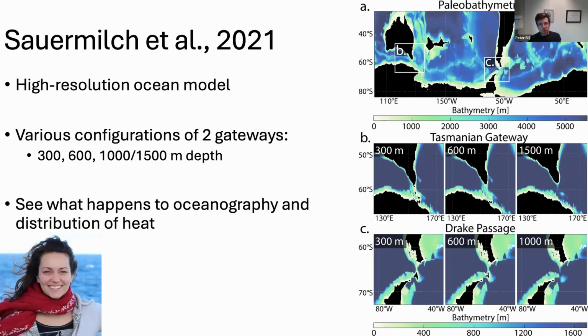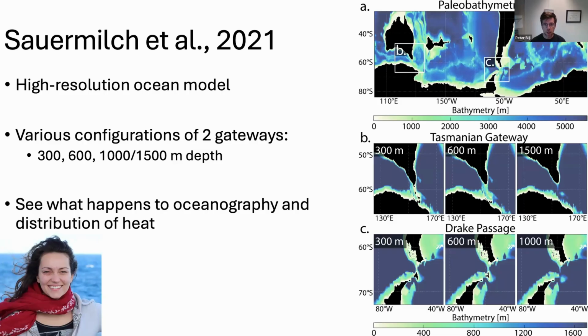Okay, so what we did specifically for the EOT, if we think about the oceanographic consequences of these gateway openings that were seen as so important for the development of the ACC, I will present the work of Isabel Sauermilch, who did this work as part of her PhD at UTAS in Tasmania. I was happy to be part of that. She basically simulated, also with a high resolution ocean-only model, the oceanography of the Southern Ocean in a couple of configurations of the Tasmanian Gateway and Drake Passage.